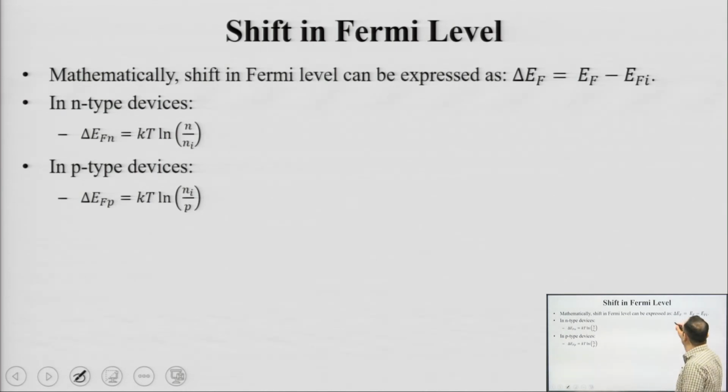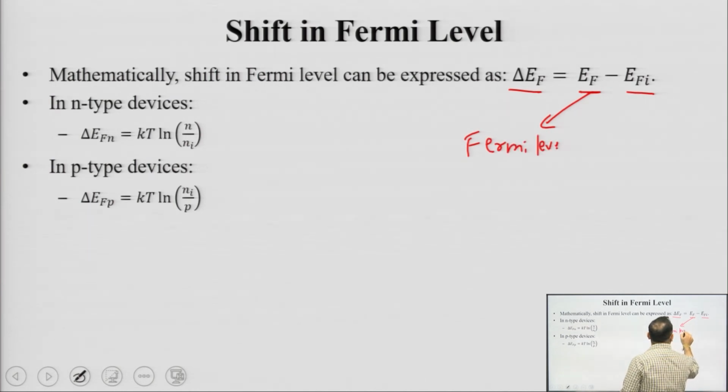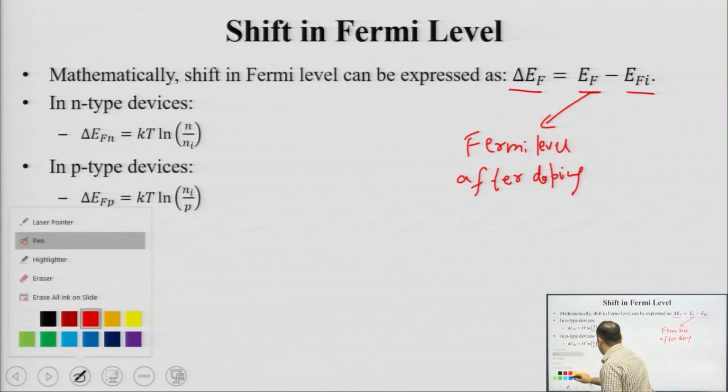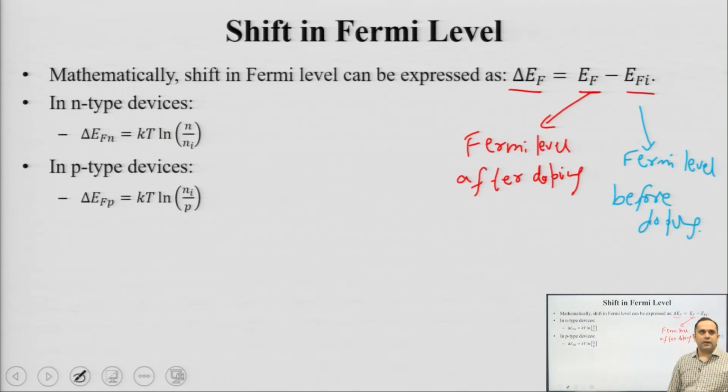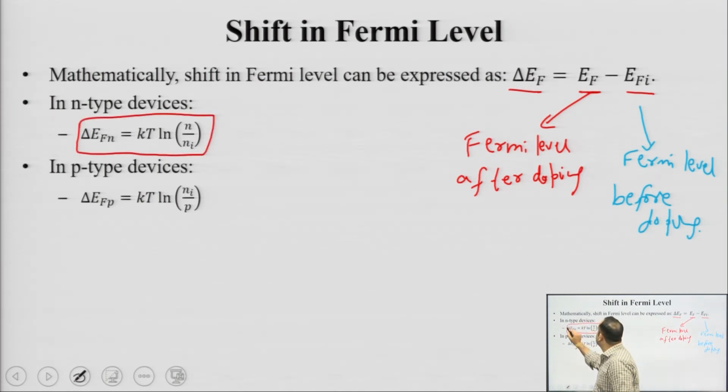Mathematically, this shift is represented by delta Ef equal to Ef minus EFi. This is Fermi level after doping. Okay. And this is Fermi level before doping. Okay. In an N type device, this is represented by this equation here. Okay. This is for an N type device. Always remember that the formula remains same, whether it is N type or P type, you will note it with Fermi level after doping minus before doping. That is the shift. That is how you mathematically quantify the shift.